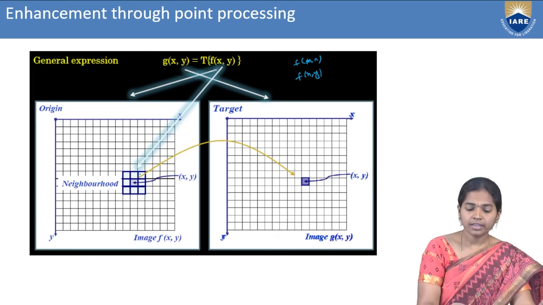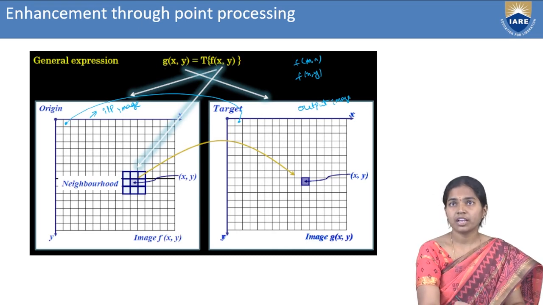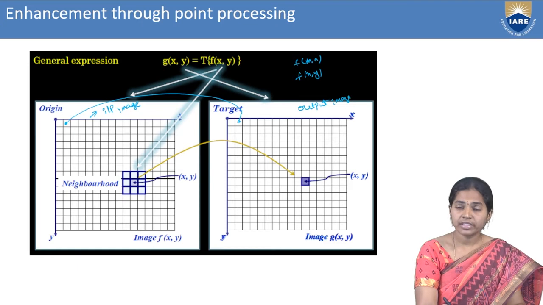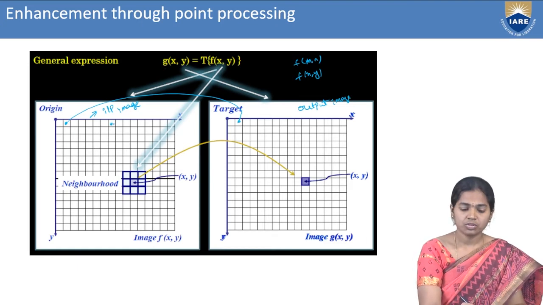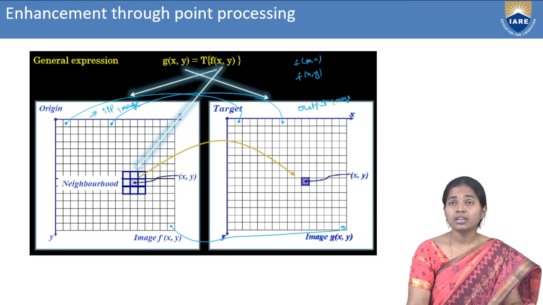Here it is the origin. For example, I am applying the point operation on this particular pixel. What is the resultant value stored in the same location of the target image? This is our input image, and here is the output image or target image. I am applying the operation directly on this pixel, and whatever the resultant value is, it is stored in the same location in our target image. For example, if I am operating here, then the resultant is stored in the same location of the target image. So this is nothing but a point process.